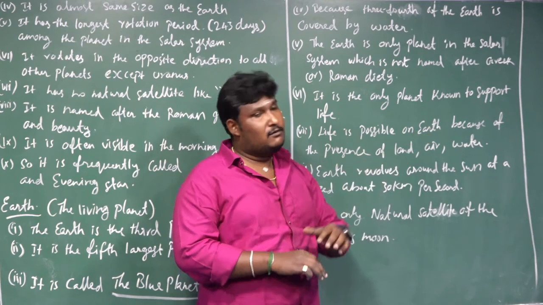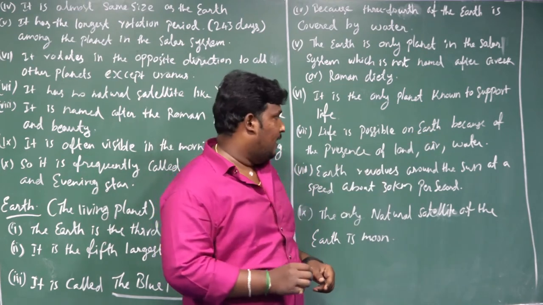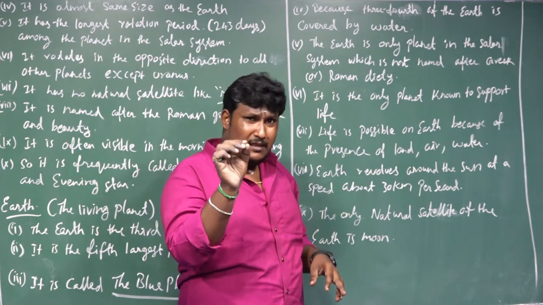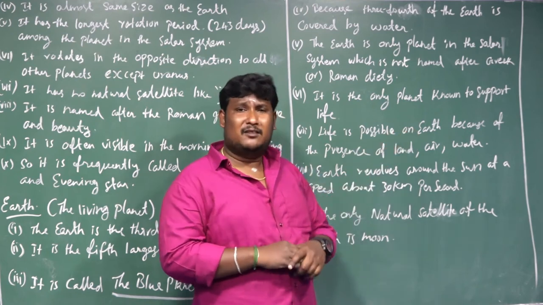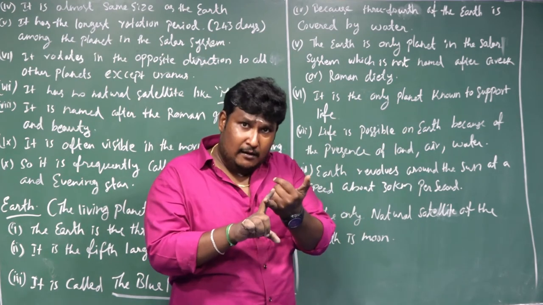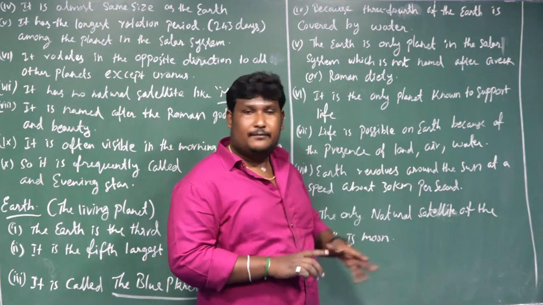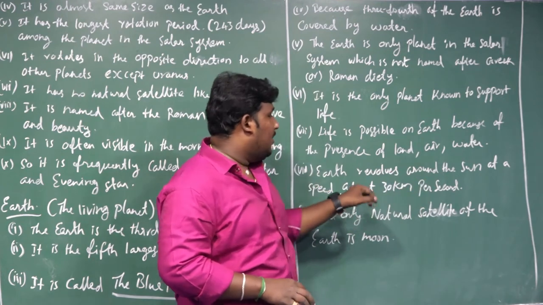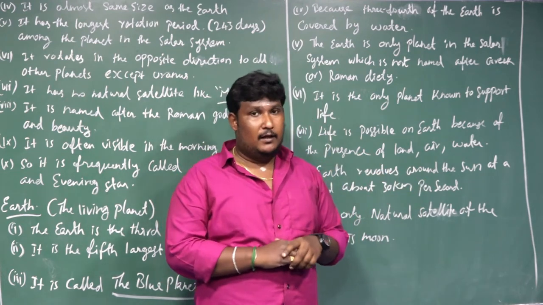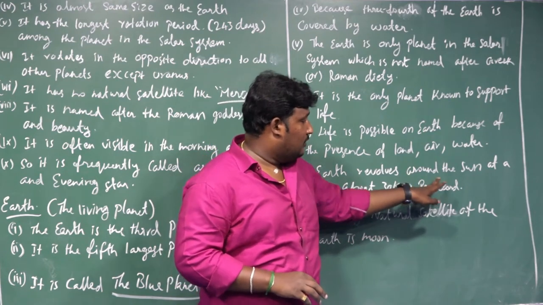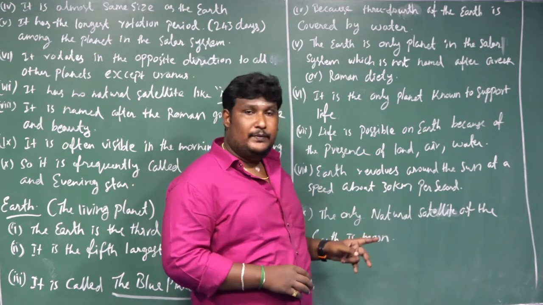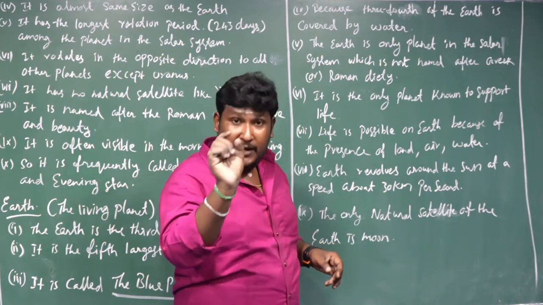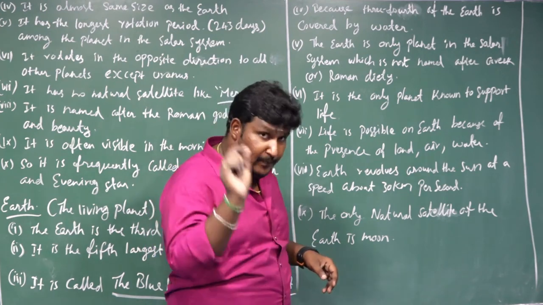Life is possible on Earth because of the presence of land, air, and water. Why do we say life is possible on the Earth? Because the Earth has land, water, and air. Earth revolves around the sun at a speed of about 30 kilometers per second.